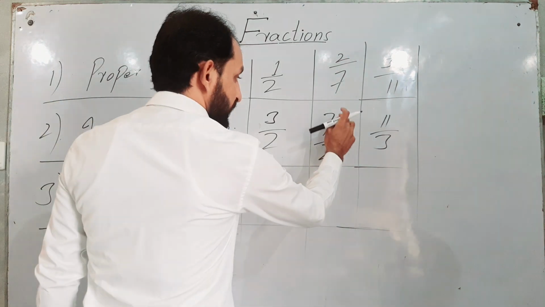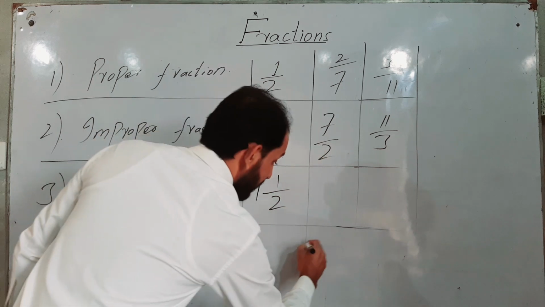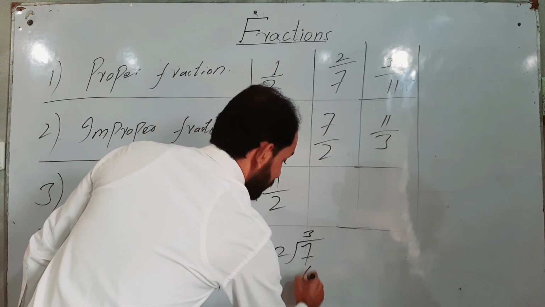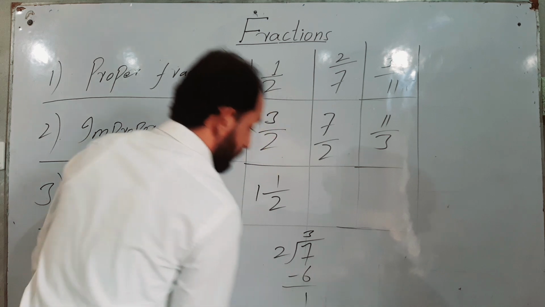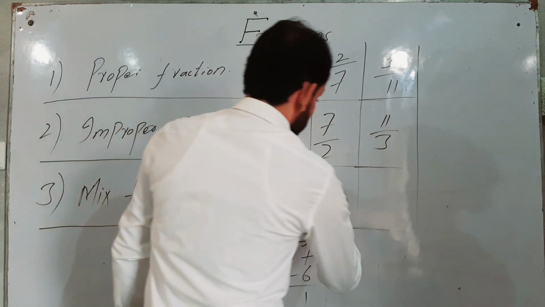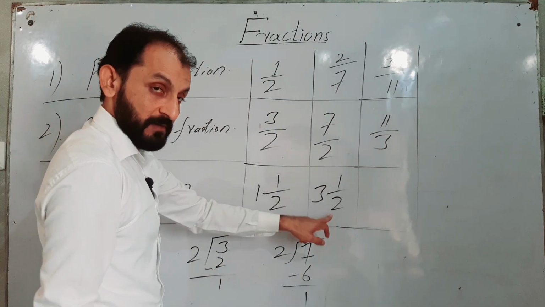How can we write this improper fraction as a mixed fraction? We have to divide 7 by 2. 2 threes are 6, minus, and the remainder is 1. This can be written as 3 whole 1 by 2.